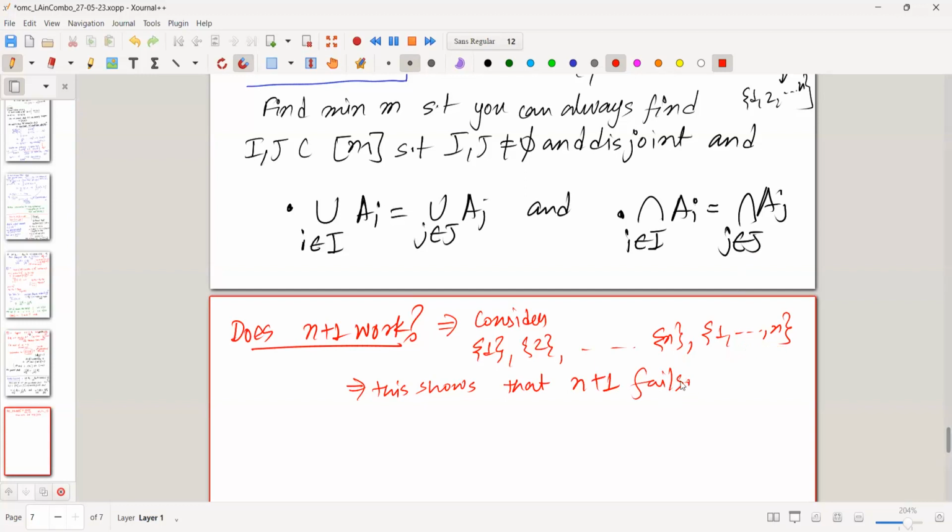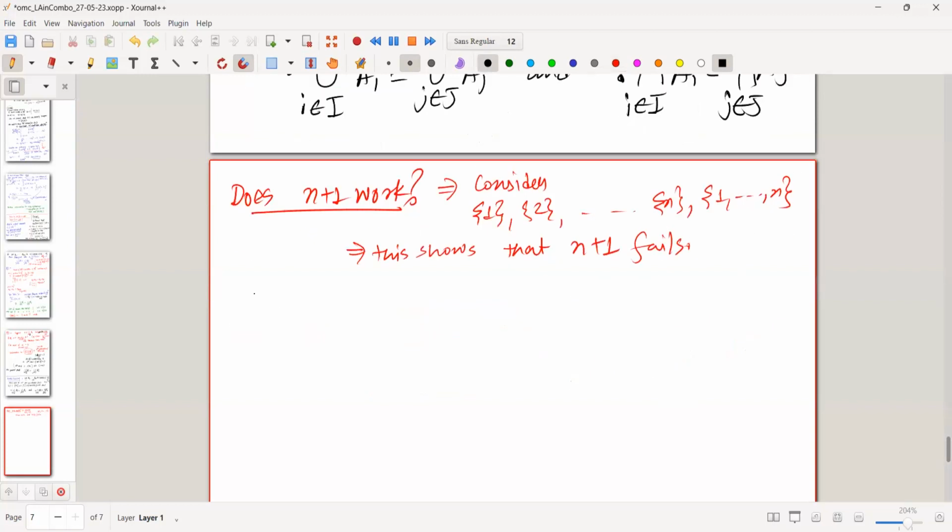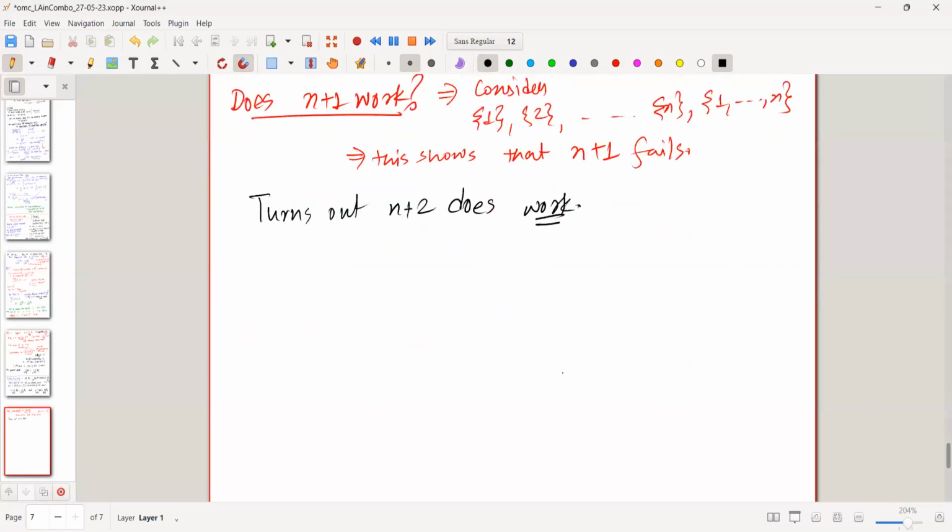So the next best thing we can do is n plus 2. Now it turns out that n plus 2 does work. So how do you go about proving this? Merely using the fact that n plus 2 vectors are linearly dependent is not going to be enough. It's not going to suffice. So what do you do?